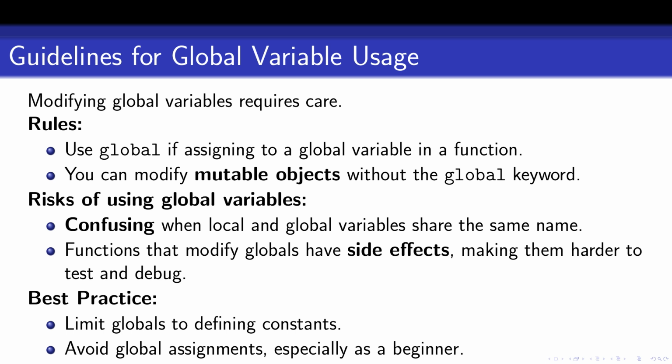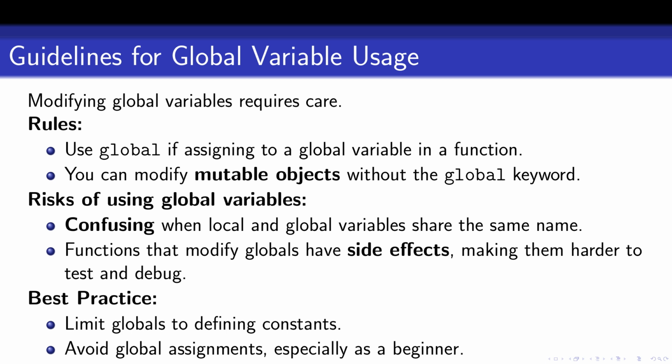Here are some guidelines for working with global variables in Python. While global variables can be accessed throughout a program, modifying them inside functions can introduce serious risks. If a function changes a global variable using the global keyword, it creates a side effect, an external change that's often hard to trace or predict. This can make debugging and testing much more difficult, especially when multiple functions interact with the same global state.